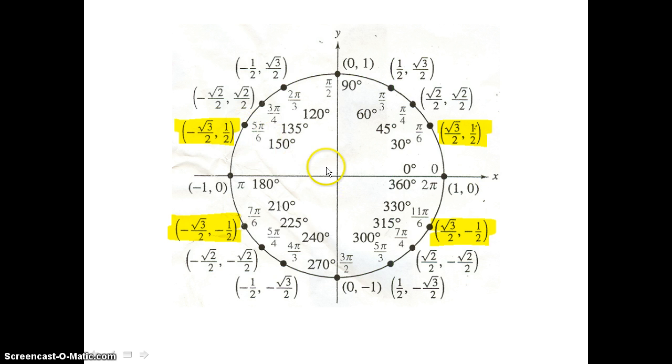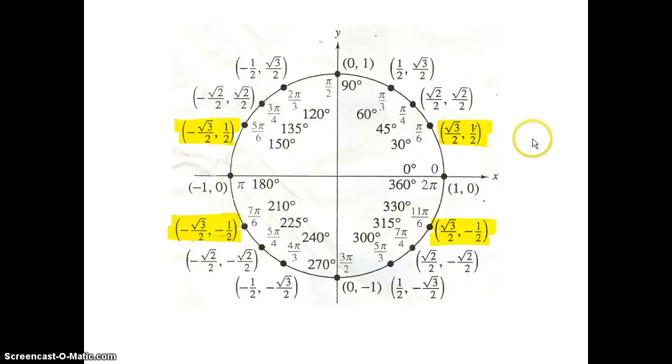Here's another one. The first line closest to the x-axis has a pi over 6 in it. Same ordered pair, square root of 3 over 2, 1/2. Down here, the first line closest to the x-axis has a pi over 6 in it. Ordered pair is square root of 3 over 2, 1/2. Over here, same thing. Now, I realize that the positives and the negatives are changing. We'll come back and deal with that in just a minute.